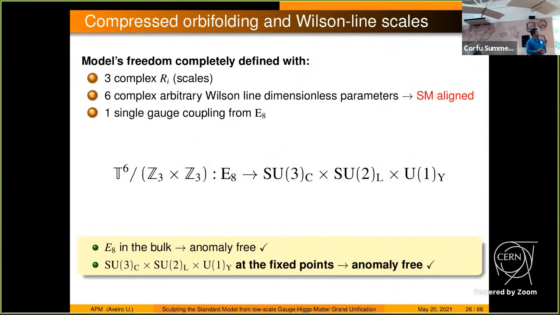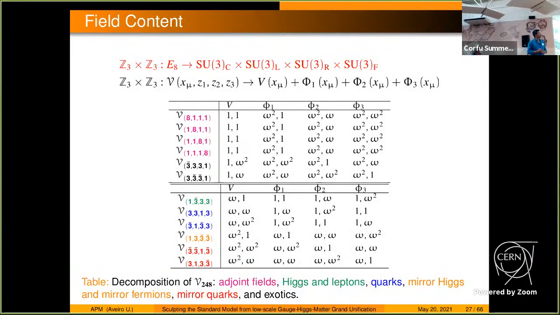So this is quite nice in the sense that there are two major things here. You have one single 248 of E8, which is anomaly free, and at the fixed points you have the standard model gauge group, which is also anomaly free with the standard model content. To know exactly what the massless states are, you need to look into the orbifold charges, basically the Z3 cross Z3 charges. Those that will be massless are those that are even under these two Z3s, and those are the ones that have 1, 1 in each of these columns.